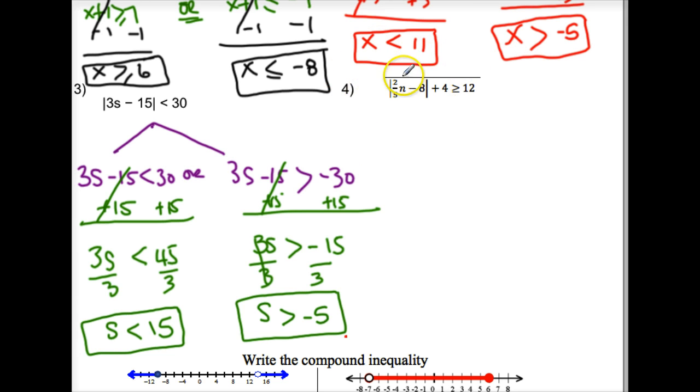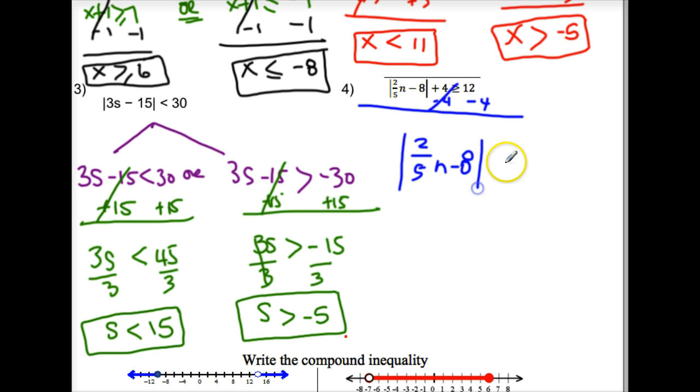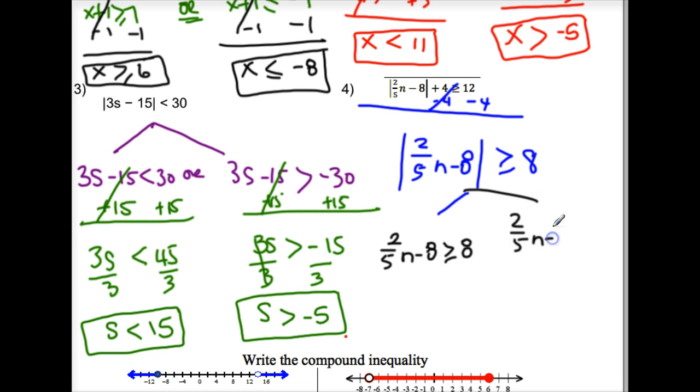Now, number 4 is a combination of a lot of things here. Let's see what's going on. Again, get rid of my 4. I don't need that 4. Absolute value of 2 over 5 n minus 8, we all hate fractions, is greater than or equal to 8. Now that I have this, two answer choices, what are they? 2 over 5 n minus 8 is greater than or equal to 8. Then I have 2 over 5 n minus 8 is less than or equal to negative 8.